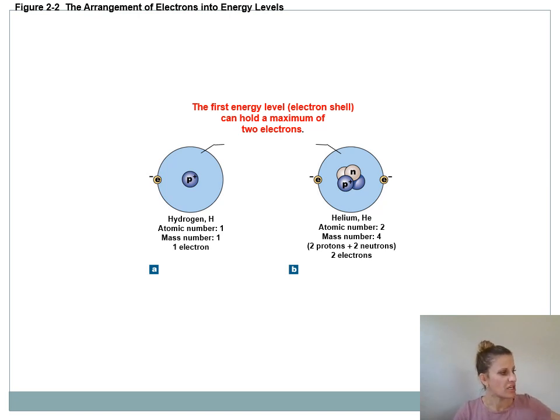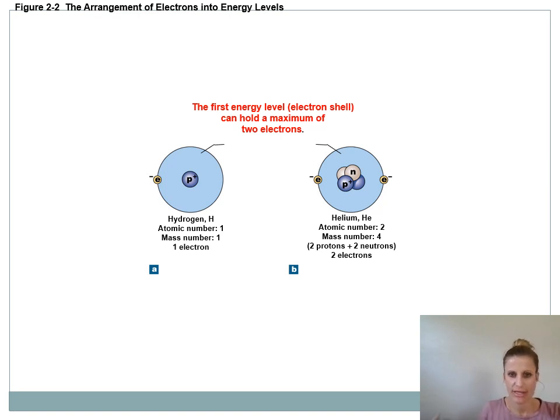So we're going to do a few little exercises here just to start placing electrons in electron shells so you can see how this works, how the electrons will fill the shells. So we see 2 atoms, right? This is an atom of hydrogen, and this is an atom of helium. Hydrogen is atomic number 1, and its mass number 1.